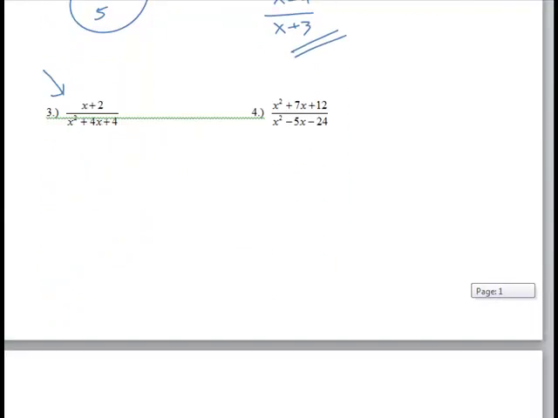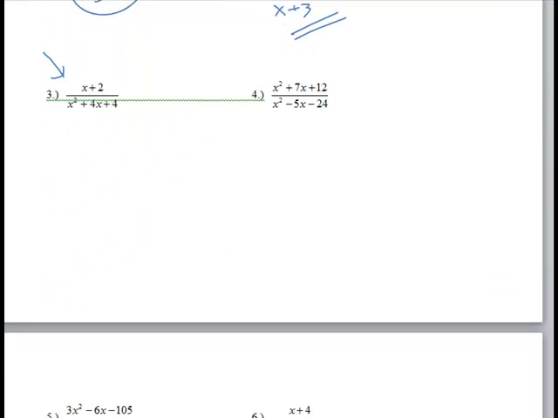So example 3, simplify the rational. Begin by factoring the numerator and denominator. Well, the numerator obviously is already factored. The denominator factors into x plus 2 times x plus 2, or you could write it as x plus 2 squared if you want. So that one x plus 2 in the numerator cancels out with one of those x plus 2's in the denominator. When factors cancel out, what you're left with is 1, so that leaves us 1 over 1 times x plus 2, or simply x plus 2.